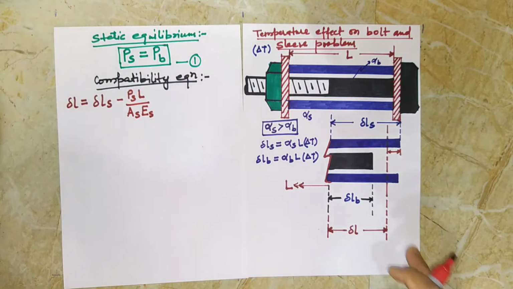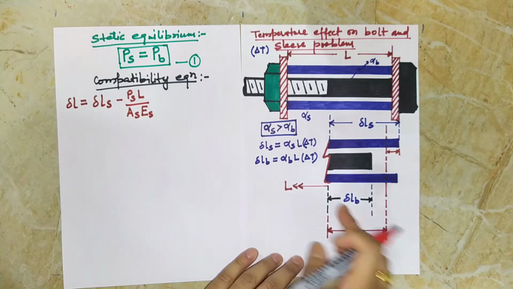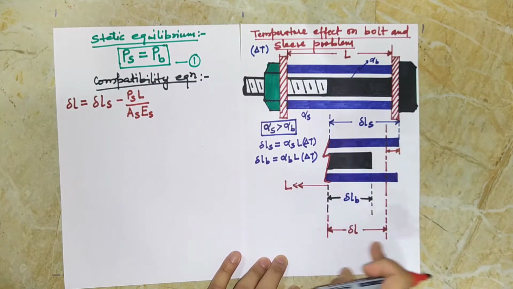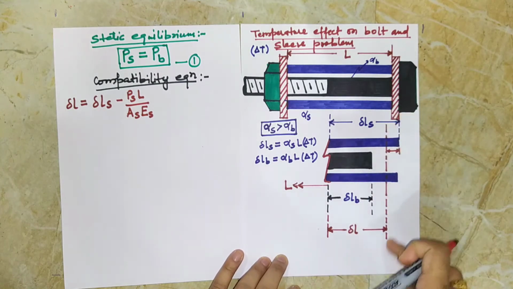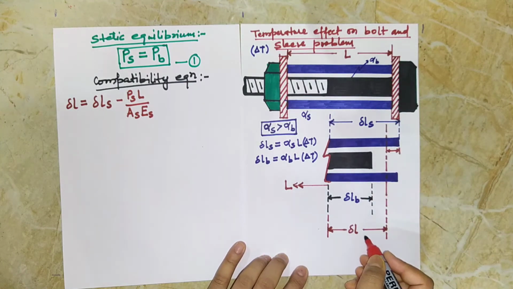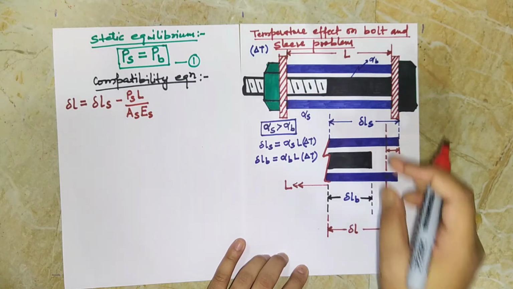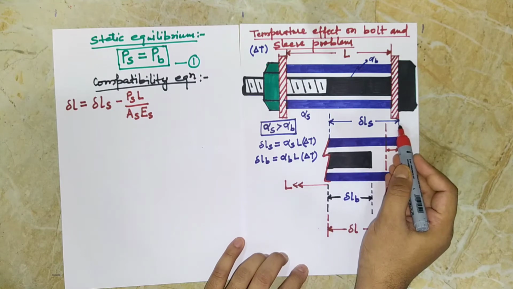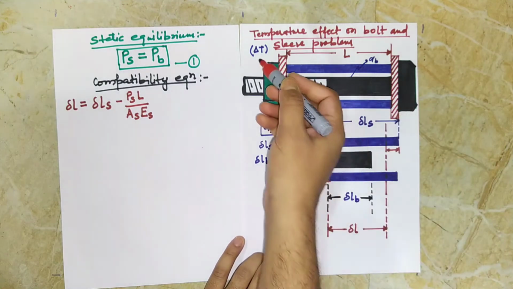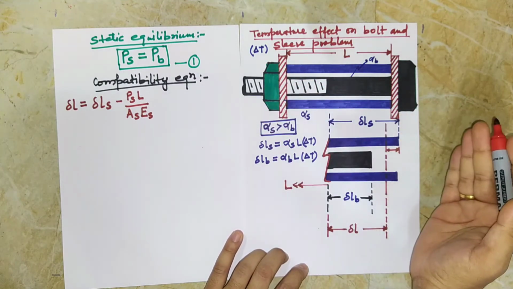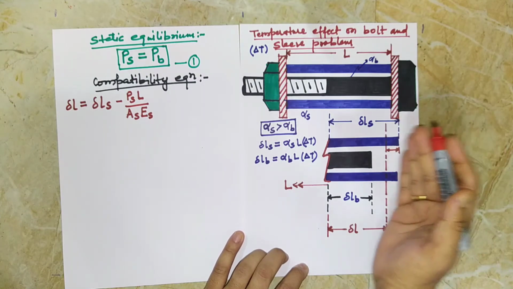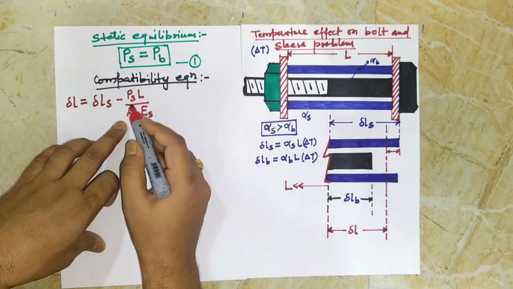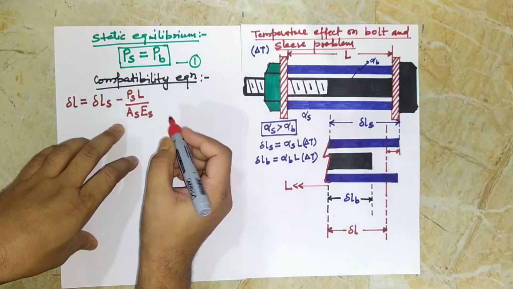So for change in length, we can see that this is the final. Suppose here was our assembly. This is free expansion, and finally, due to this stopper, it will stop here together. So del L is the final change in length for these two. So del L will be equal to the change in length of the sleeve when it is set free to expand due to change in temperature, minus the change in length due to compression applied by this stopper. So change in length due to compression will be PS into L by AS into ES.